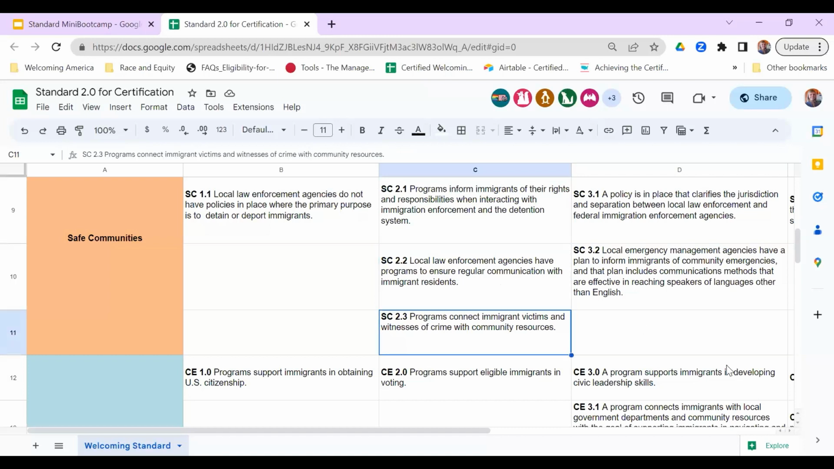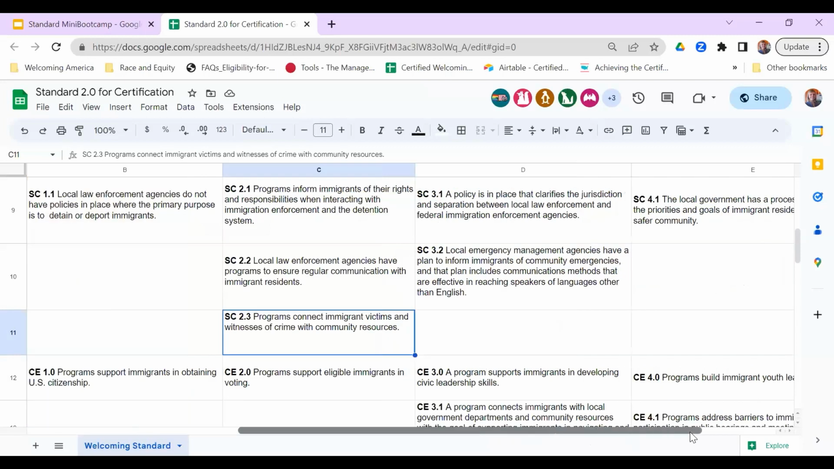And then the last one, connecting immigrant victims and witnesses of crime with community resources. So this is a program. It's not the law enforcement agency that has to be doing this. It certainly could be, but oftentimes what we're seeing is a nonprofit service provider. This is a very broad criteria and will really depend on the crime that has occurred. And most of our examples of evidence have been from domestic violence cases.